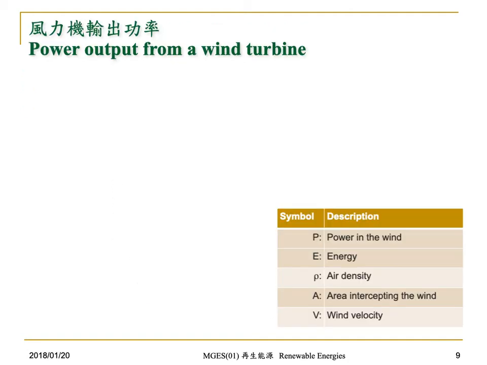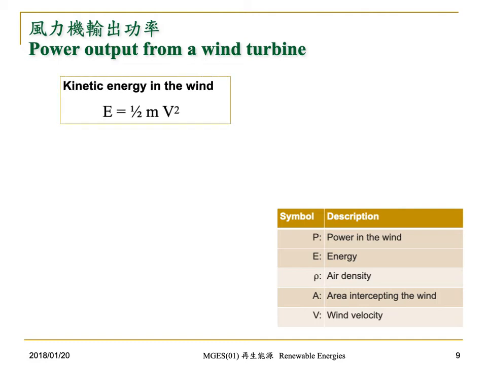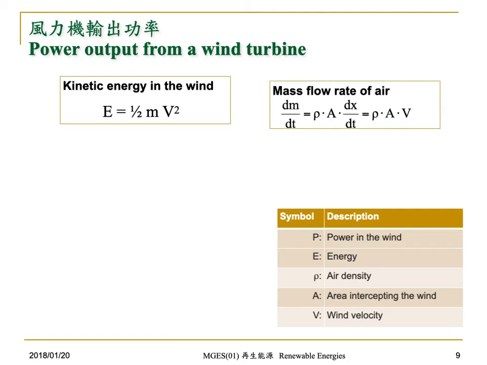How does the power output from a wind turbine come about? The kinetic energy in the wind is 1/2 m v squared. The m is the mass of the air, and the mass flow of the air, dm over dt, is equal to rho A dx over dt. The dx over dt is the velocity of the wind, v. So for a given time, how much air mass flows through the wind turbine blade is given by this dm over dt.